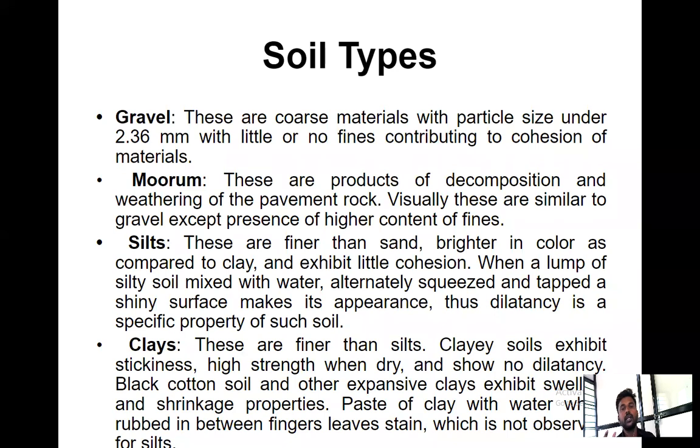There is not that much cohesion between gravelly soils, and they are of larger size. Maximum cohesion will be on the black cotton side. Moreover, these are the products of decomposition and weathering of parent rocks. That is how murum is formed by weathering.